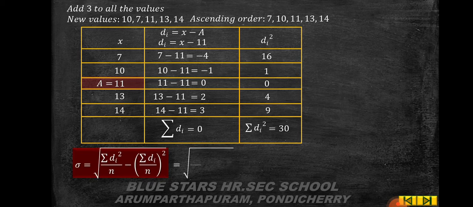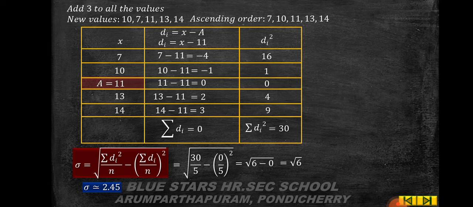So sigma is equal to root of summation di square by n minus summation di by n the whole square, which is equal to root of 30 by 5 minus 0 by 5 the whole square, which is equal to root 6 minus 0, which is equal to root 6. Now we find the square root of root 6 value. So sigma is approximately equal to 2.45. Comparing the old standard deviation and the new standard deviation, both are the same.